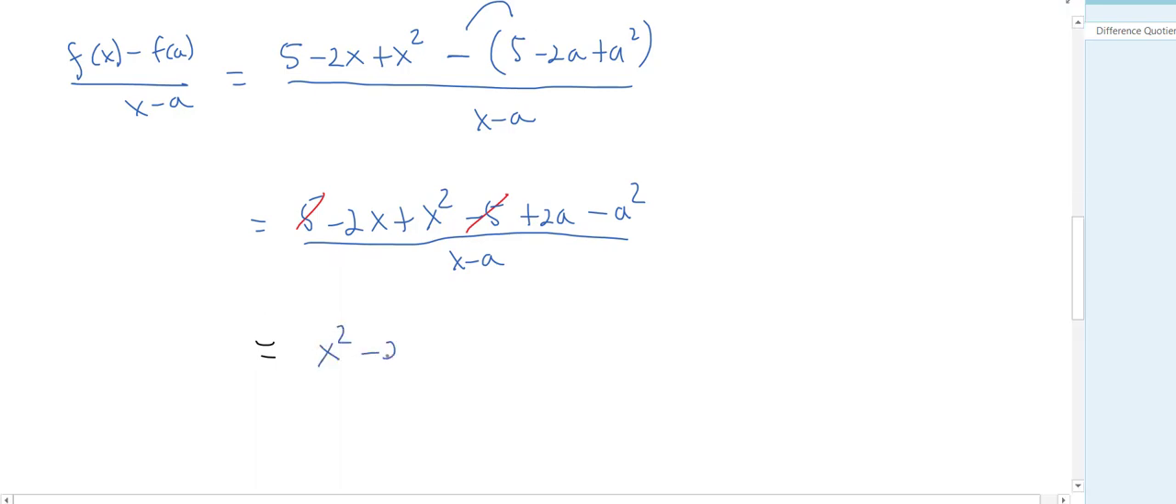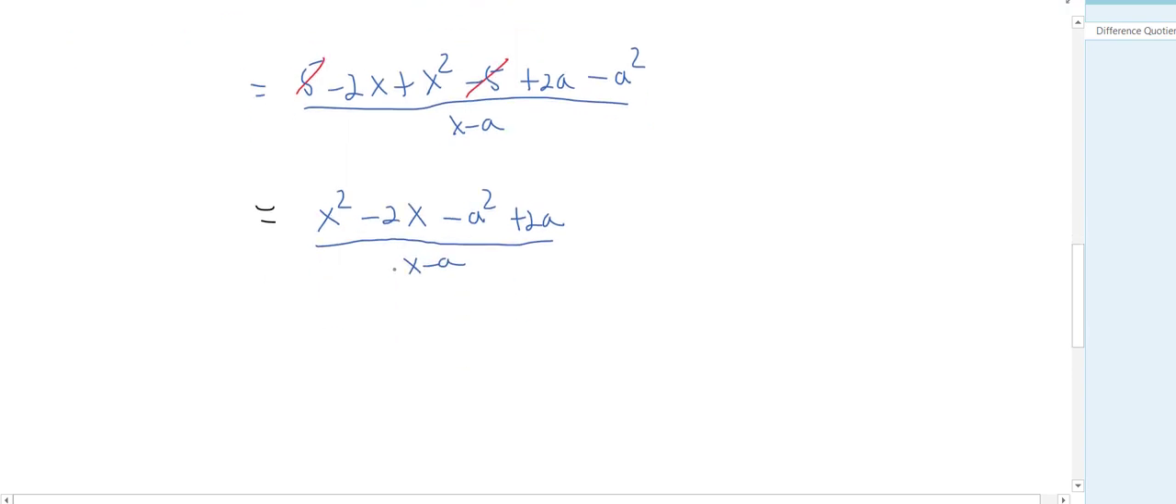Well, let's put it this way: x squared minus 2x, and then I'm going to have minus a squared plus 2a, sort of by letter and by degree, over x minus a.